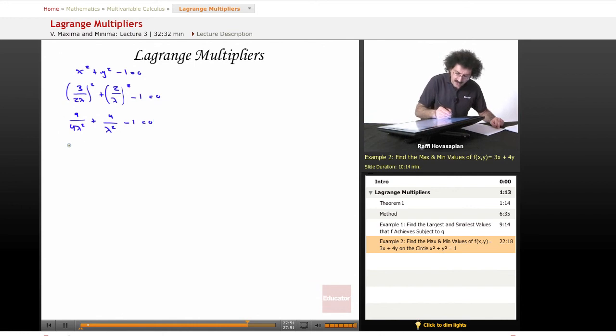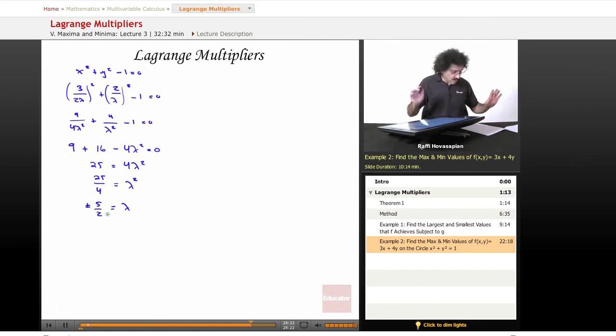Yeah, 4 lambda squared. Okay, so when I multiply by 4 lambda squared, I'm going to get 9 over here. I'm going to get 16 over here minus 4 lambda squared equals 0, just to get rid of the denominator. That's all I did. Now 9 plus 16 is 25. That equals 4 lambda squared. So lambda squared equals 25 over 4. Therefore, lambda equals plus or minus 5 over 2.